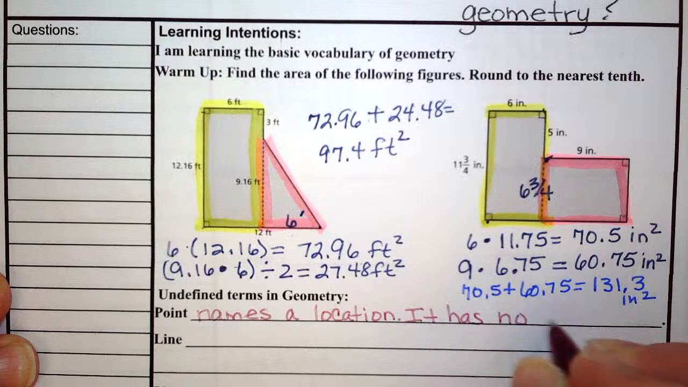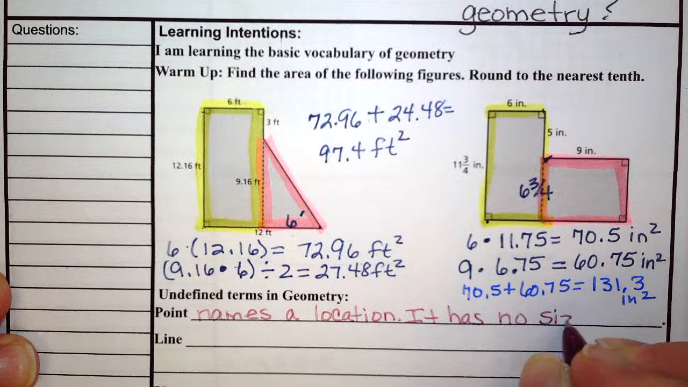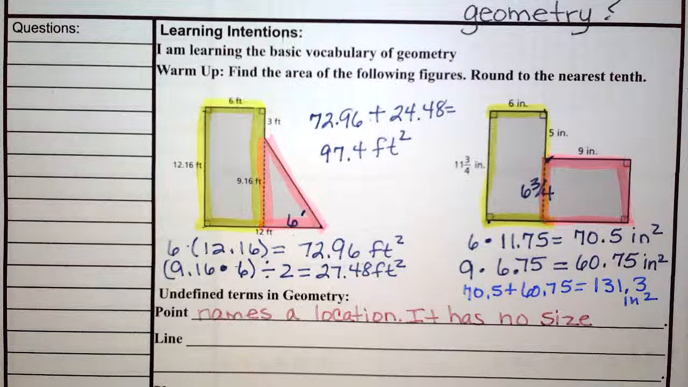Okay, think about it. If it has no size, that means you can't see it. So we use a point or a dot to indicate where it is because it really doesn't have any size, and that's why it's an undefined term. If it has no size, it really doesn't exist. It's an abstract concept.